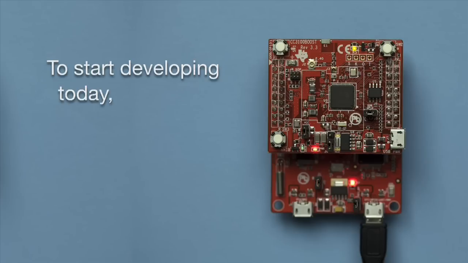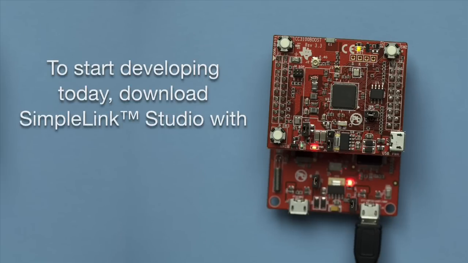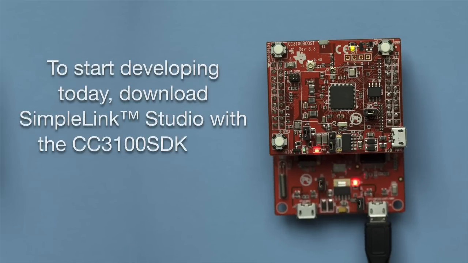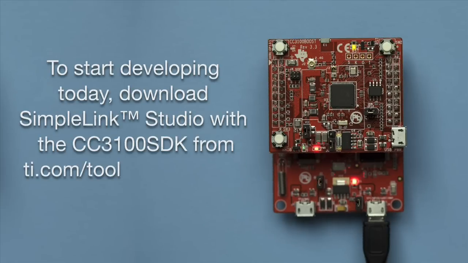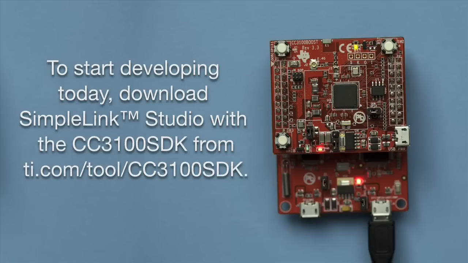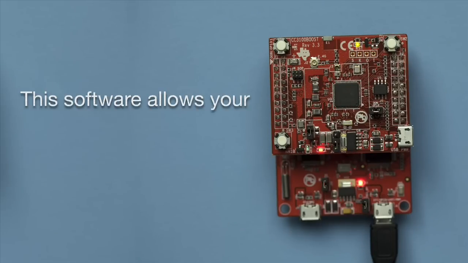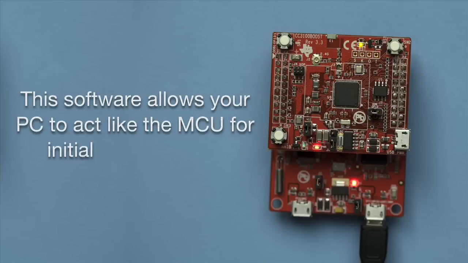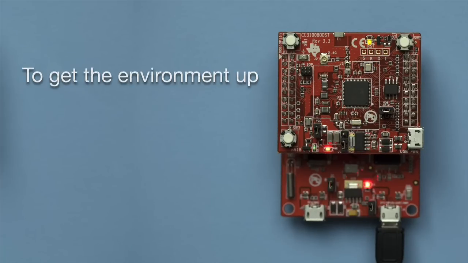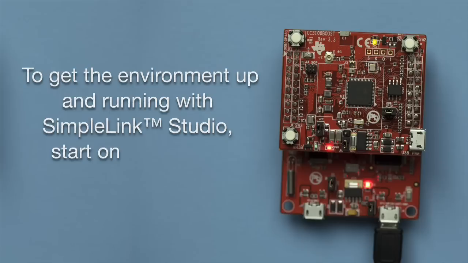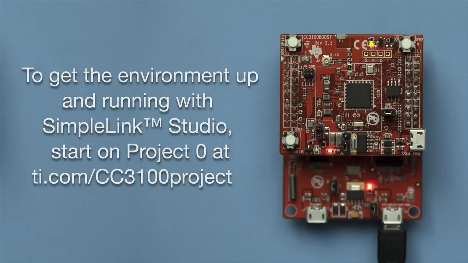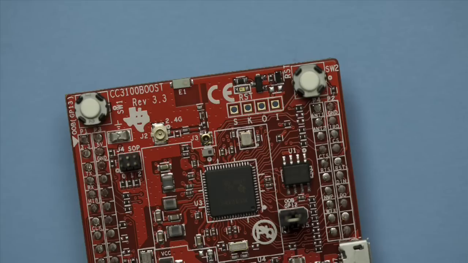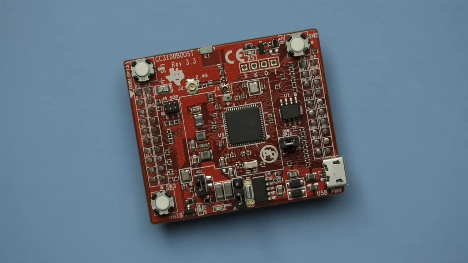To start developing today, download SimpleLink Studio with the CC3100 SDK or Software Development Kit from ti.com/tool/CC3100SDK. This software allows your PC to act like the MCU for initial development. To get the environment up and running with SimpleLink Studio, start on Project Zero at ti.com/CC3100Project0.